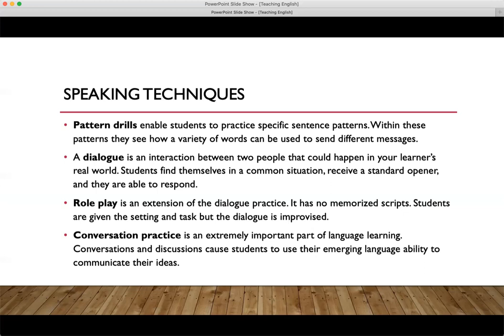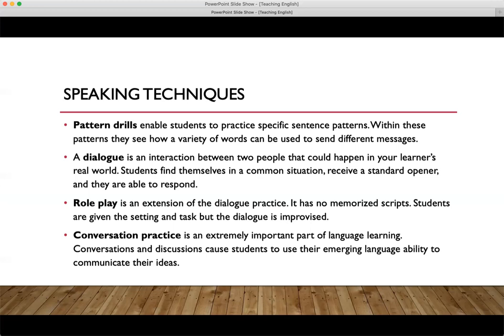A dialogue is an interaction between two people that could happen in your learner's real world. Learners find themselves in a common situation, receive a standard opener, and they're able to respond. Because our language contains many rituals and patterns, students find they can really use these dialogues that they've memorized.